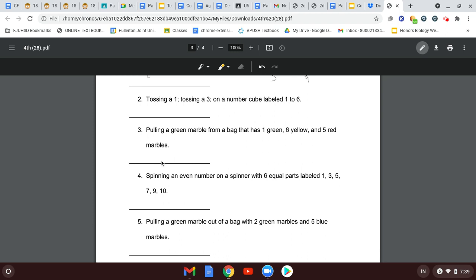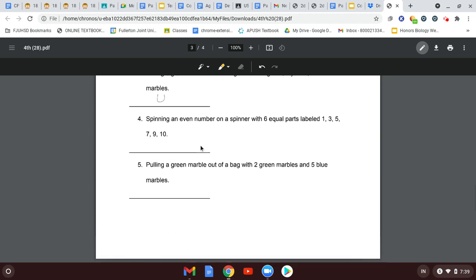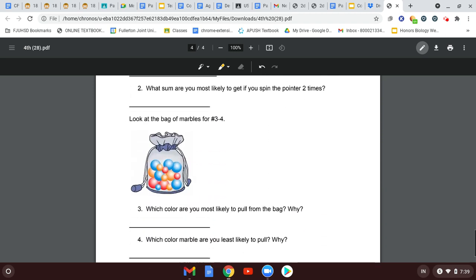I'll do one more with you. Pulling a green marble from a bag that has 1 green, 6 yellow, and 5 red marbles. Will it be likely to find the green marble? That's definitely unlikely, because there's less chance of getting it. Okay. Let's go to the last page.